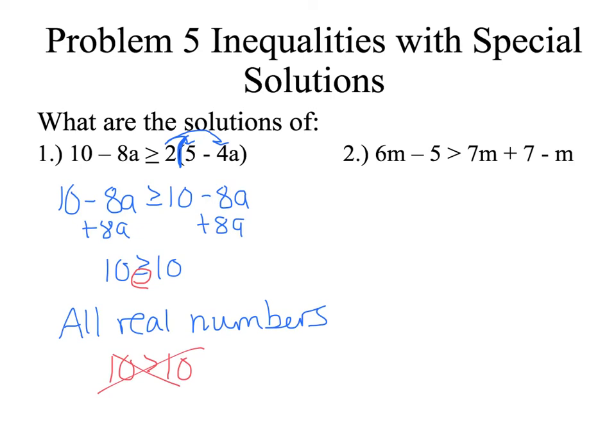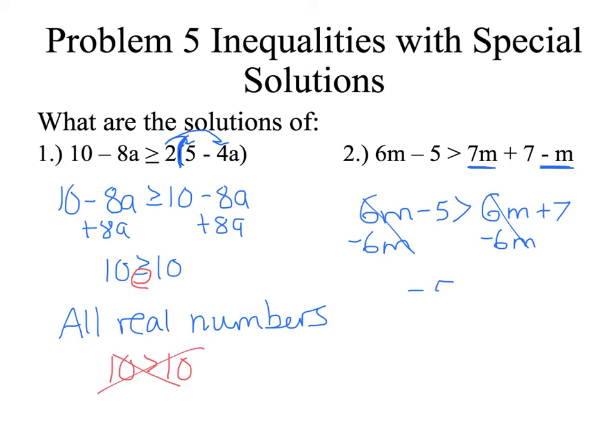So instead of having distributive property on this one, we have combining like terms. Oh yeah, and this is going to be the one I was talking about. So on the right side, 7m minus m would be 6m plus 7. And then on the left side, we still have 6m minus 5. Now if I get variables on the same side, subtract 6m from both sides, and the m's cancel out. So I get negative 5 is greater than 7. Now, that's not a true statement. So this is a case where it's no solution.